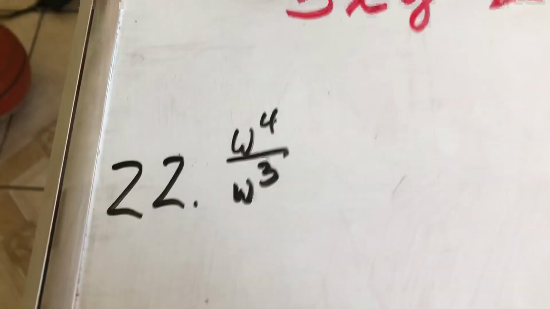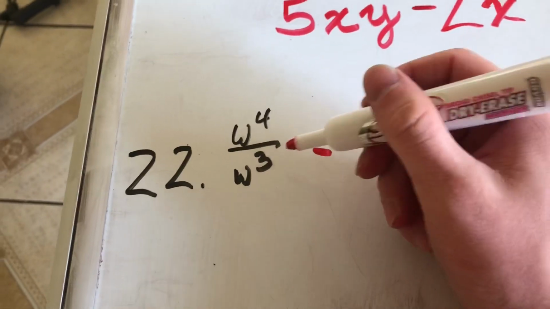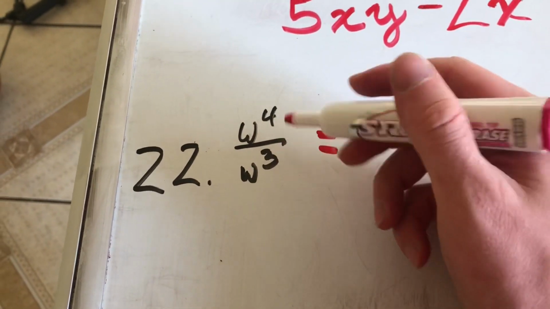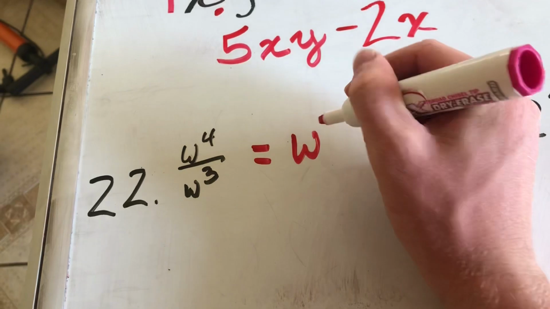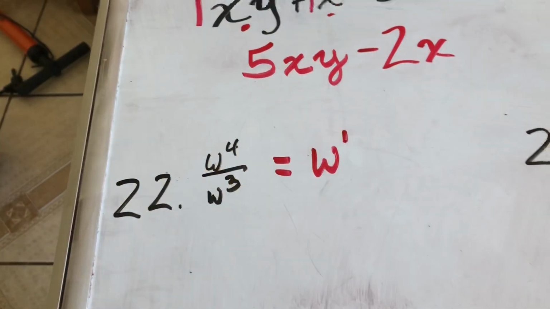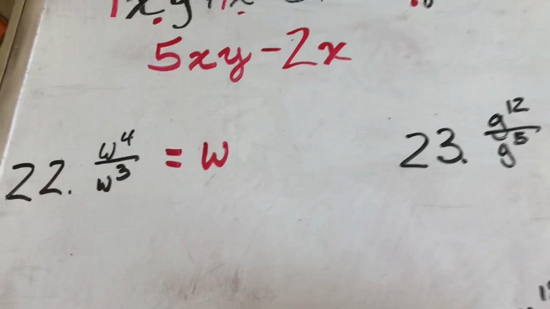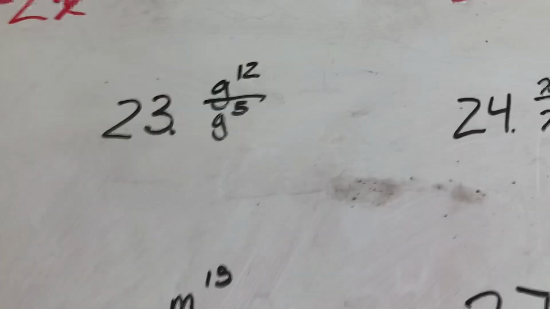So in your book, open up to page 406. And I am going to start here on number 22. The directions say divide, and it looks like this. W to the 4th divided by W to the 3rd. I know I'm going to have a W in my answer, and I have 4 minus 3. I could put W to the first power, but if it's the first power, I don't need it because it's just W.